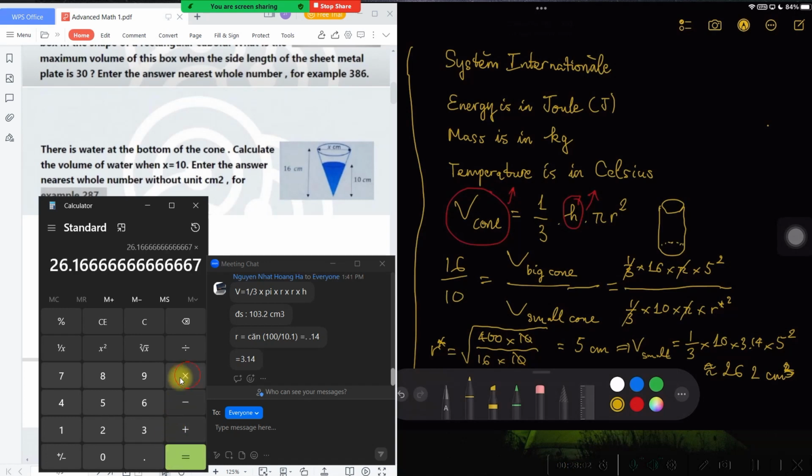But then you have to times the height, which is 16. Cái này là cái thể tích của cái cone lớn, phải không? This is a big cone volume, right? And then you times 10 divide by 16. Yeah, this is what I get.